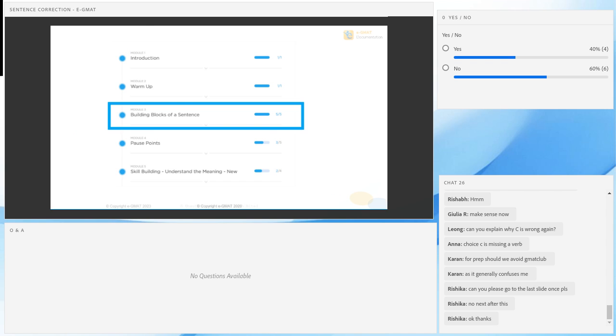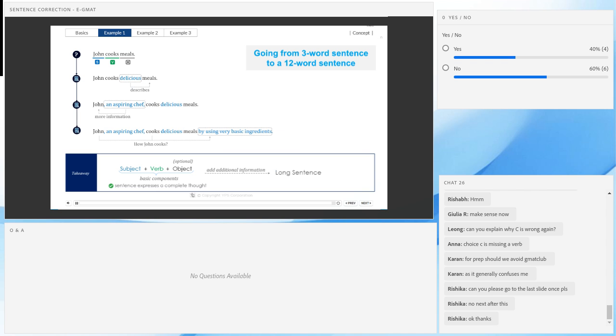We teach you the building blocks of a sentence. We take you from a 3-word sentence to a 12-word sentence so that you understand how a sentence is constructed, and we don't use any hardcore grammar terms, because frankly, there's no point. We are not training you to become grammarians. We are training you to become people who can understand and visualize non-fiction sentences.